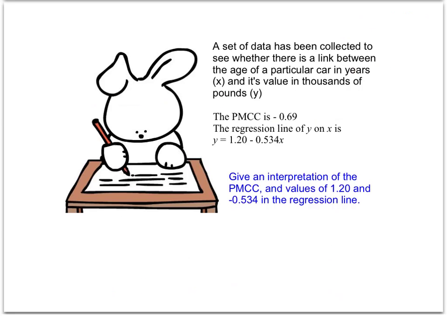Okay, have a go yourself. So we've got some new data to see whether there's a link between the age of a car and its value. Obviously there would be a link. We've calculated the PMCC and the regression line, and you're asked to give an interpretation of the three figures: the minus 0.69 for the PMCC, 1.20 for the a value, and minus 0.534 for the b value. See if you can write down what you think the answers would be, and then I'll show you.